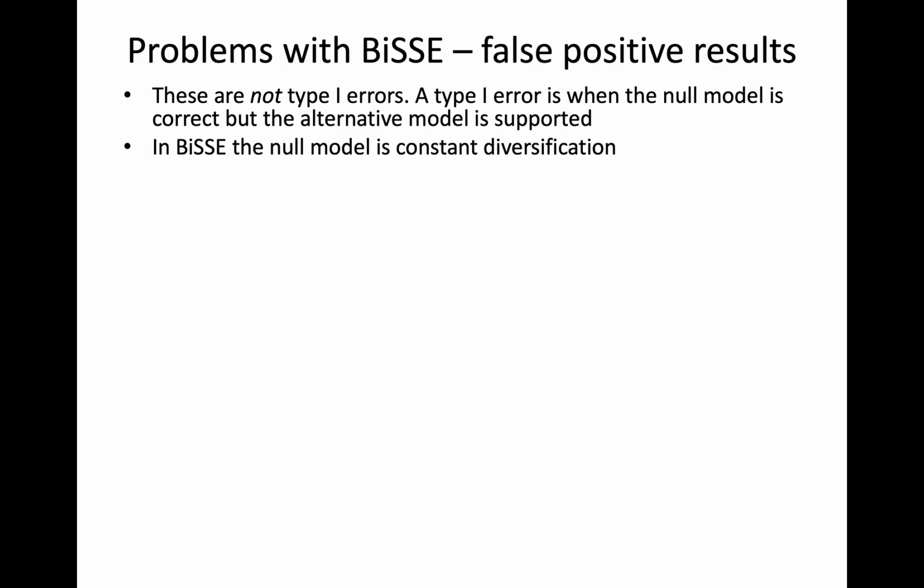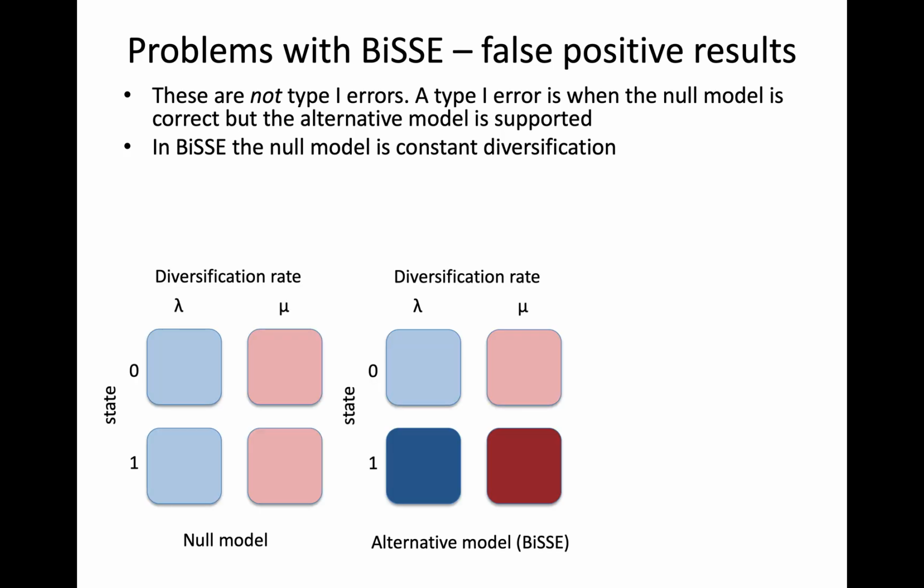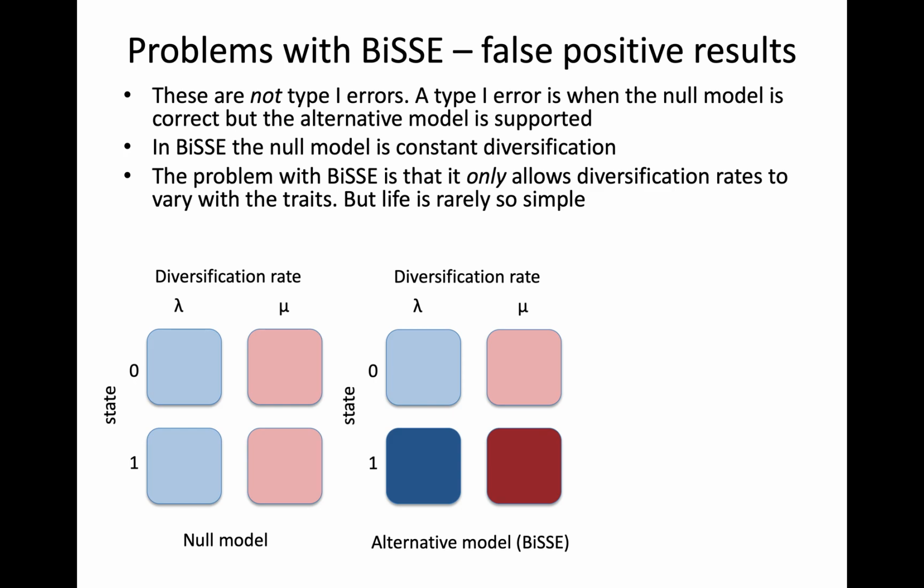Here, that's not what's going on. So here our null model is one of constant diversification. Remember, here's the model. Irrespective of what state we are in, the speciation rate is the same, baby blue, and the extinction rate is the same, old pink.